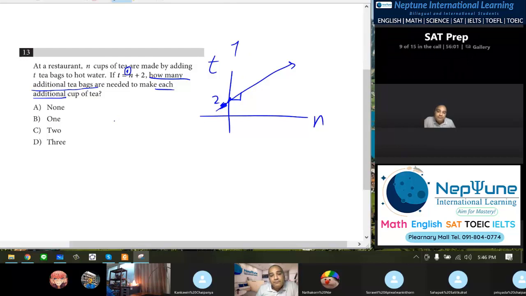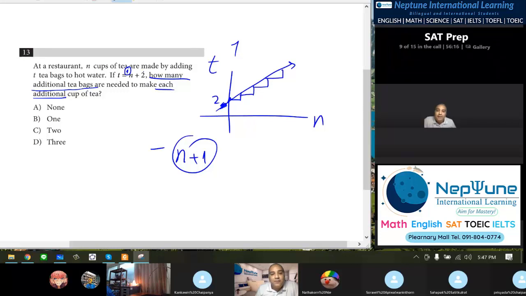If you understand what additional means, because that's the interpretation of a slope. For 1 extra n, what is the slope? The slope is 1. We'll have 1 more t. And the same way, for 1 more t, we need 1 more.